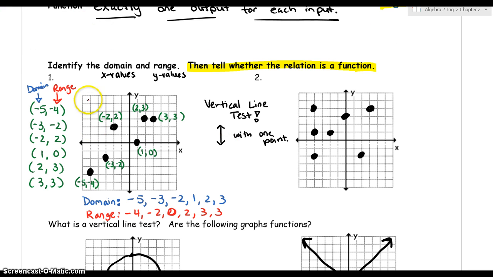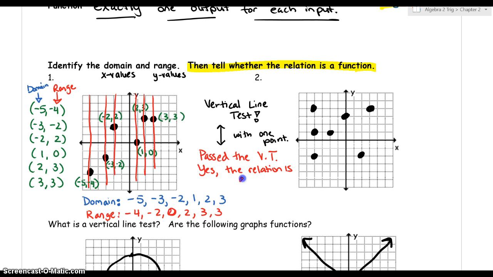So let's look at it. I'm going to go ahead and draw a vertical line. I went through only one point, one point, one point. This looks so good so far. One line, one point, one line, one point, one line, one point. So that means I passed the vertical line test, and that means yes, the relation is a function.